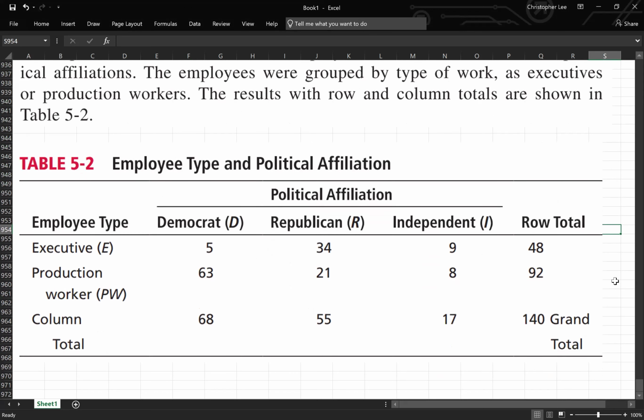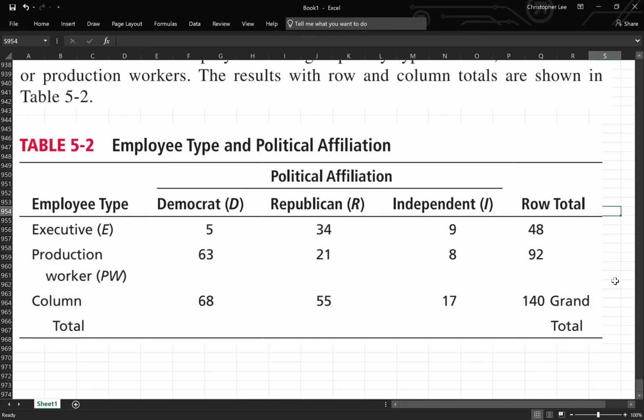This is our table right here. Employee type and political affiliation, right? Here we go. We have different kinds of employee types: the executive, the production worker, right? And then you have the different party affiliations: Democrats, Republicans, and independents right here.